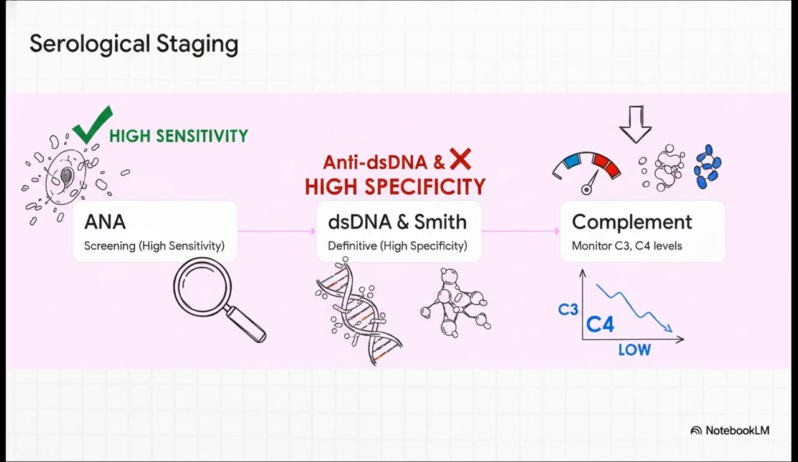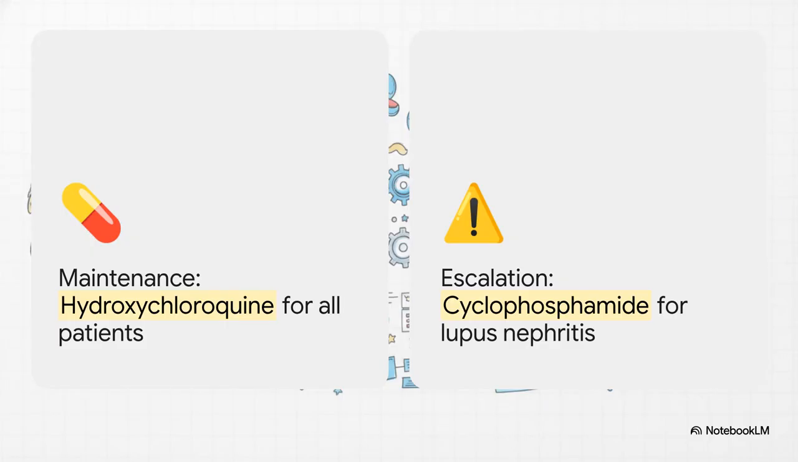Finally, Step 3, we check the immune system's fuel gauge by monitoring complement levels. You're going to see a drop in C3 and C4, and that's because the deposition of those immune complexes is actively chewing through your serum complement proteins. When it comes to long-term management, pretty much all these patients need to be on hydroxychloroquine for maintenance to prevent flares and limit chronic damage.